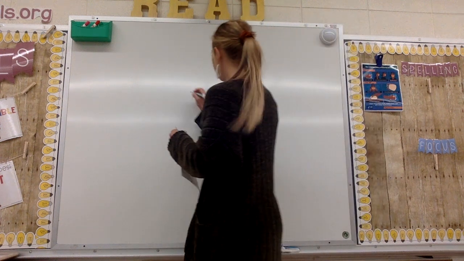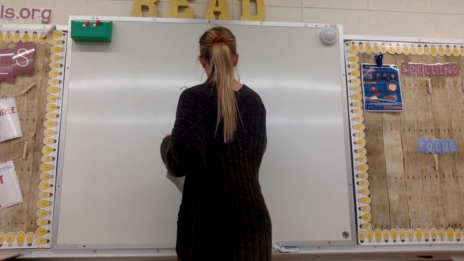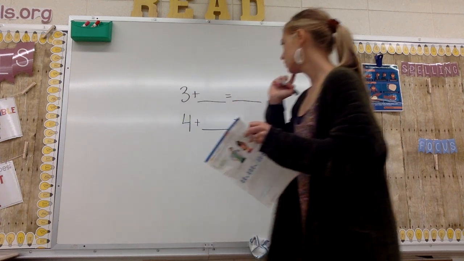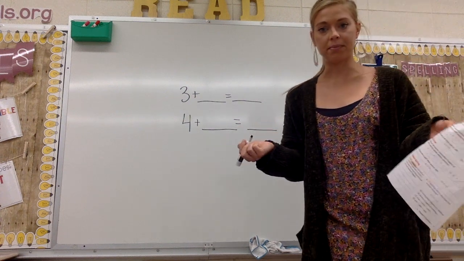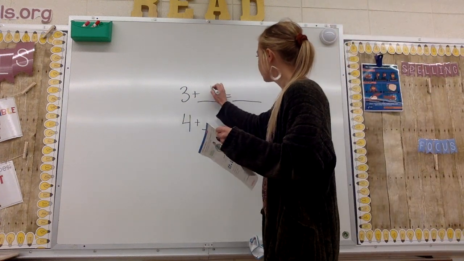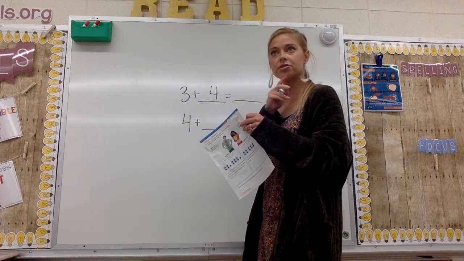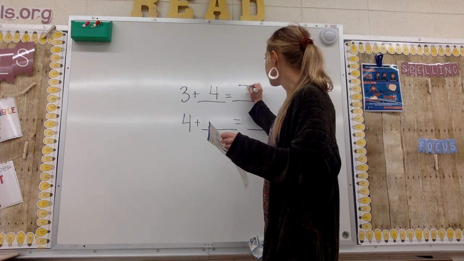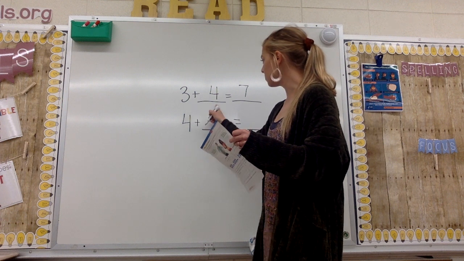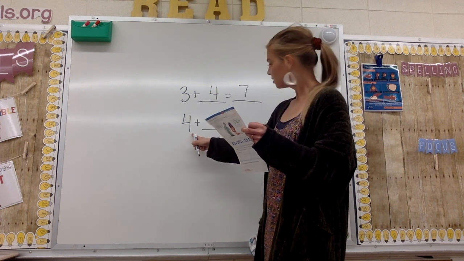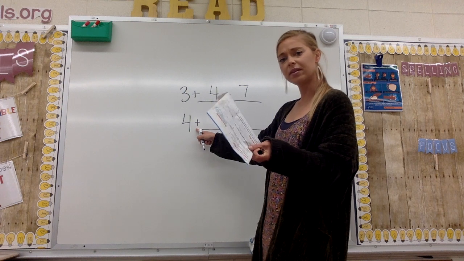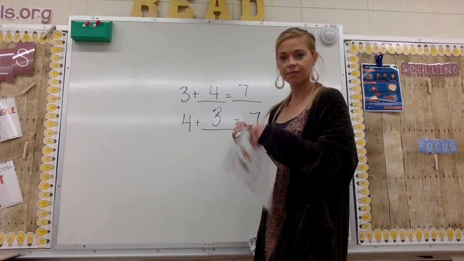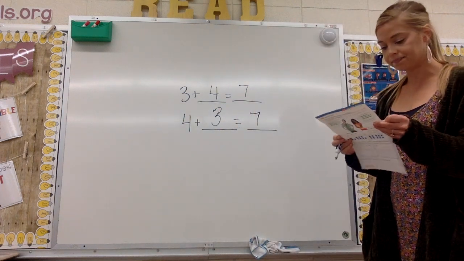So on number 1, we have 3 plus blank equals blank. 4 plus blank equals blank. They want us to use 3 and 4 for these problems, okay? So go ahead and write 4 in here, 3 plus 4. And think to yourself what 3 plus 4 equals. That equals 7. Now, if we flip-flop, then the 4 will go first. So we do 4 plus, what do we think? 3 because we're flip-flopping, and that also equals 7. Okay? That's the commutative property of addition.